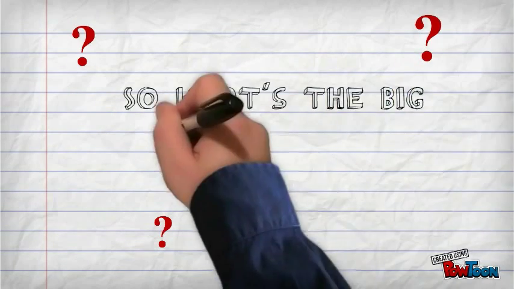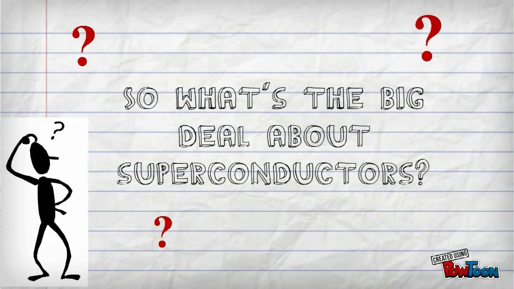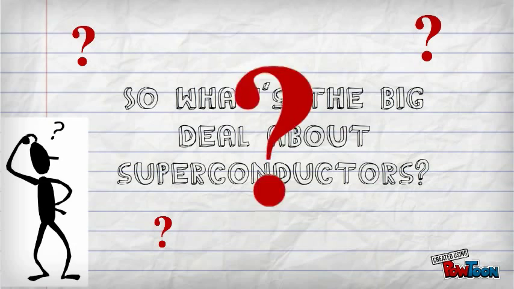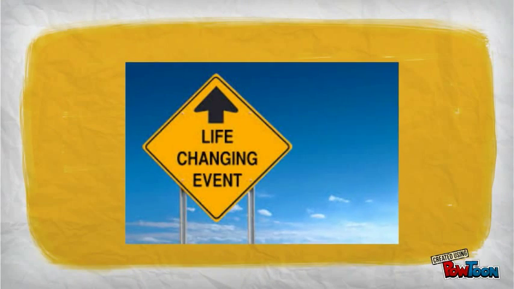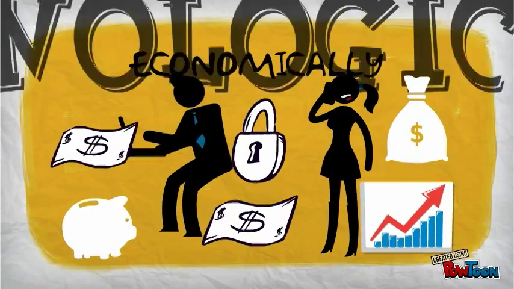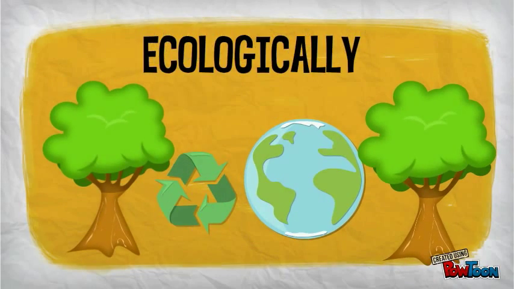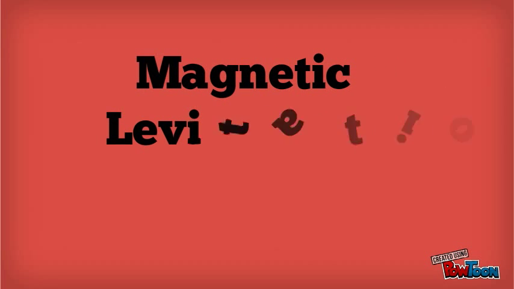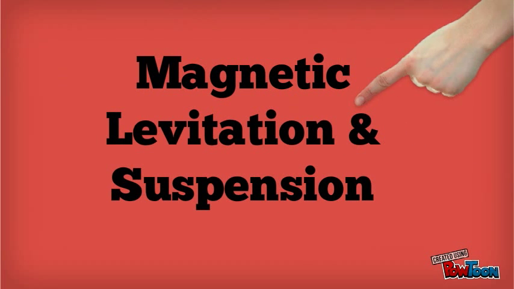So what's the big deal about superconductors? What do we get out of them in our everyday lives? Well, superconductors have the potential to completely change our lives economically, technologically, and ecologically for the better. For example, magnetic levitation is a great application of superconductors. In order to understand magnetic levitation and suspension, it is first important to identify some key properties of superconductors.